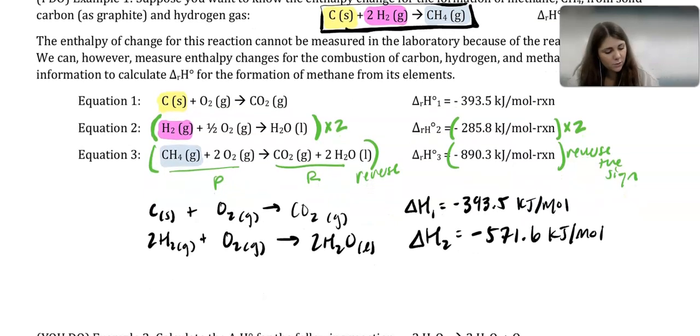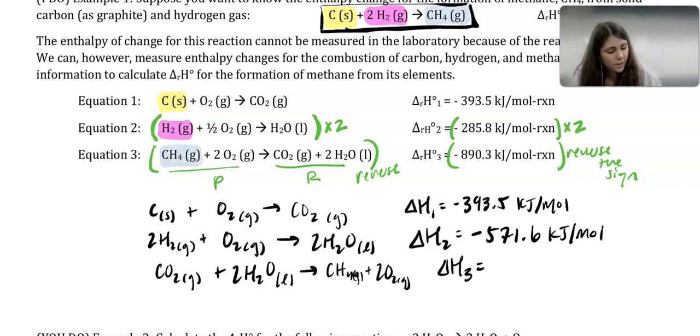And then equation 3, we are reversing the reaction. So now our products are reactants, and our reactants are products. So delta H3, we are going to keep the actual magnitude of value, but change the sign to positive 890.